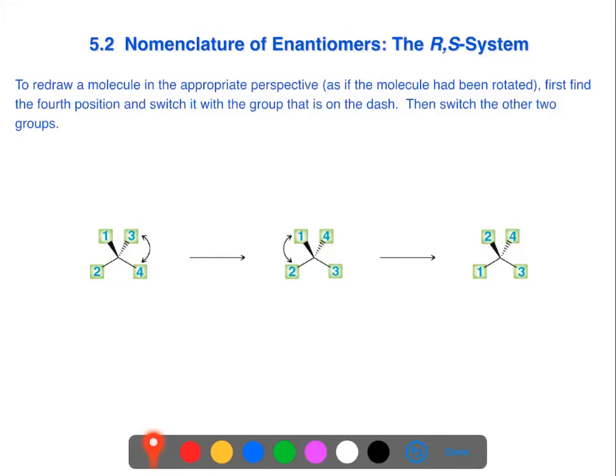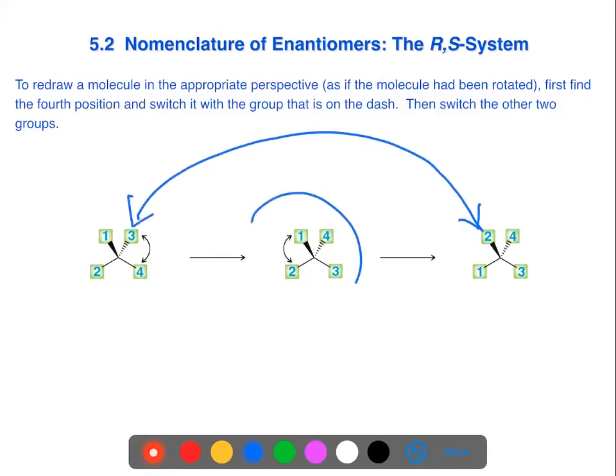Doing so then, in a sense, redraws the original structure. So these are identical structures. This is not. This is the enantiomer of those two other structures.